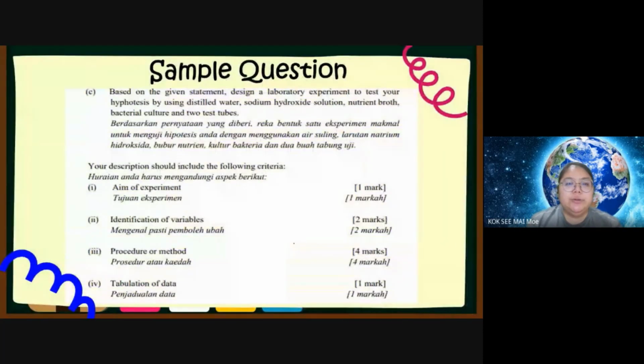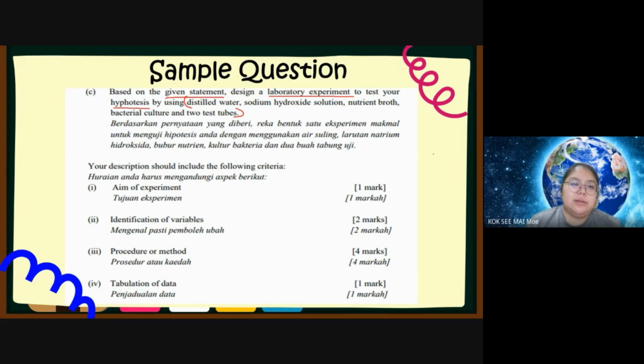Okay, then the question will continue. They will ask you, based on the given statement, to design the lab experiment to test your hypothesis by using, okay, they will provide the apparatus: distilled water, sodium hydroxide. This can help you think back what experiment we actually need to do. So you must be very clear that we have sodium hydroxide, then we have nutrient broth, we have bacteria culture. So you need to think about the diagram, how to draw. Okay, they provided the apparatus already.